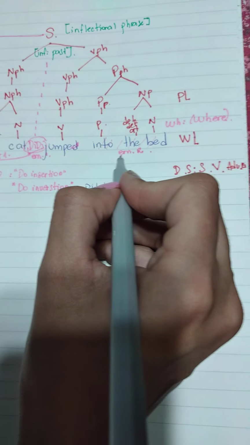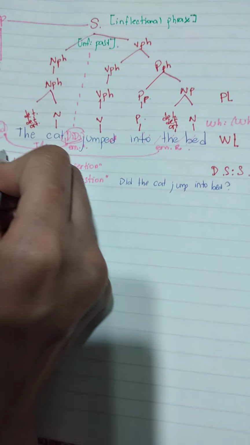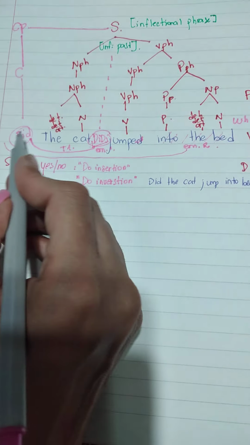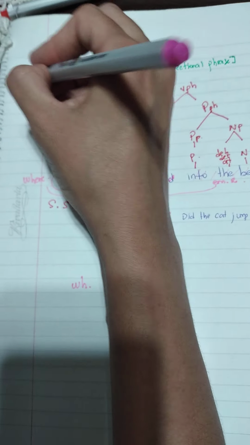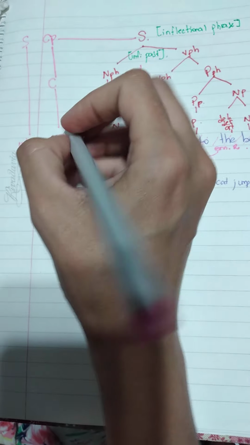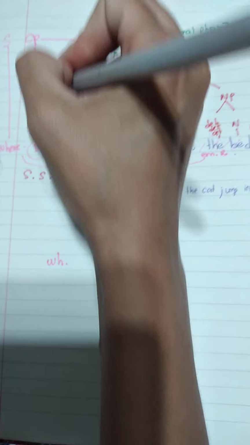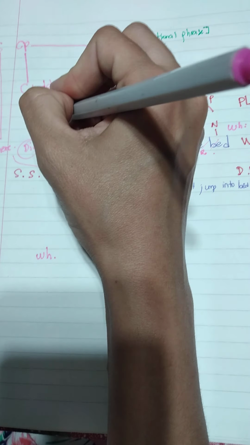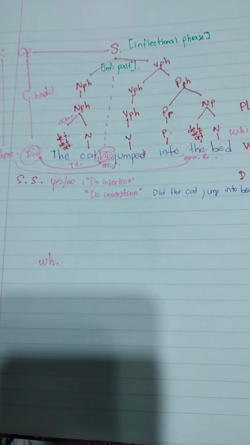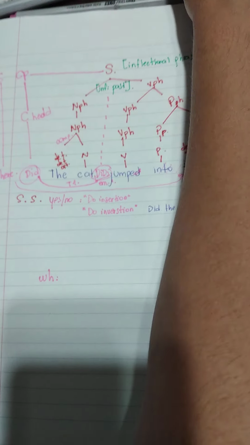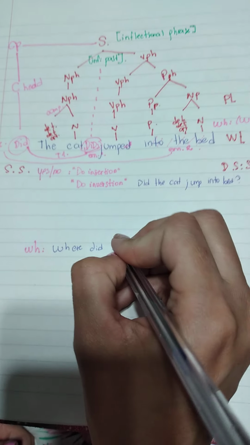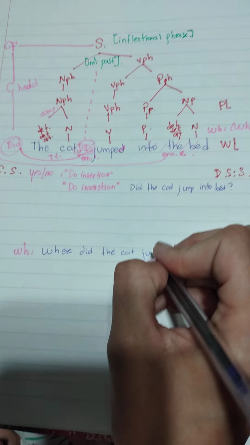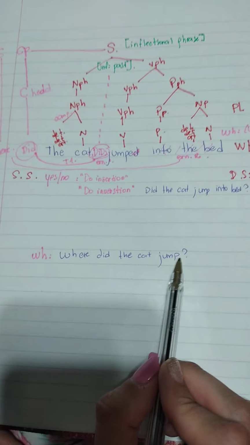and I move the WH word to the left side of the sentence in front of the do insertion, and here we have the specifier of the sentence, the head, which is did, and the complement, which is the cat. So as a result, we have: where did the cat jump? And here we have the second movement.